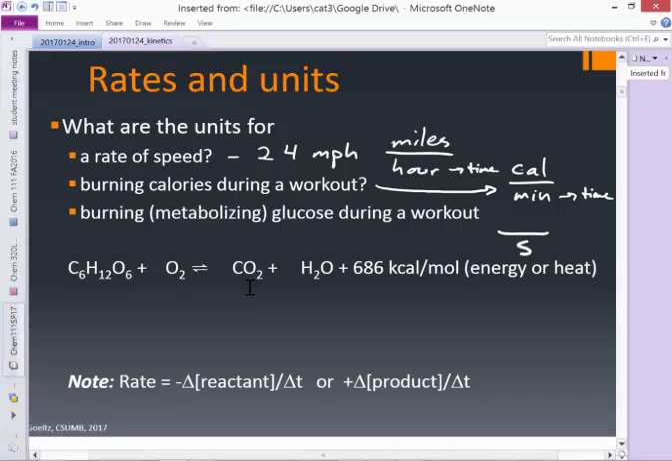How do we measure glucose? Moles, sure. Really, any unit would work. I'll do moles because that's really the universal unit of chemistry, but you could do grams, milligrams, kilograms, or a concentration, so a change in molarity over time. Some unit that measures that chemical, divided by time.